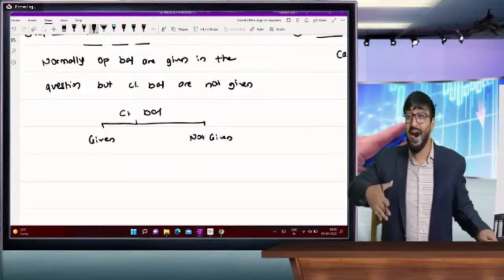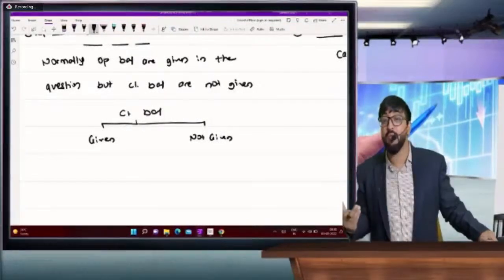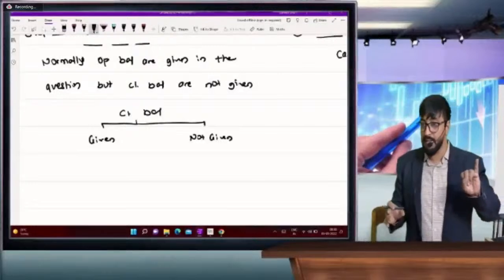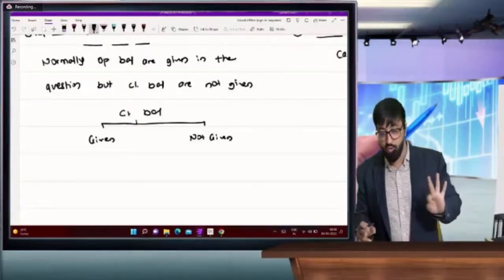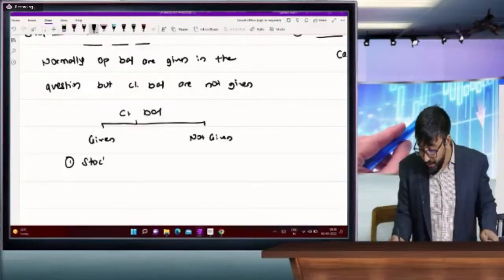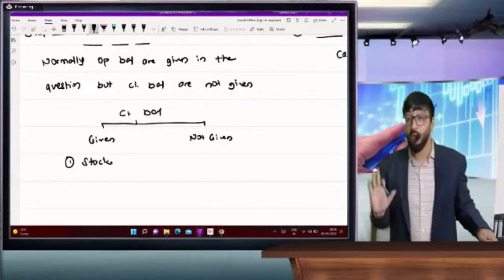So this is a standard flow of understanding the question. Okay, how are you going to write the answer? First opening balance, then information, then closing balance. Normally in the question, what is given? Stock का balance दिया होगा. Stock balance is normally given.